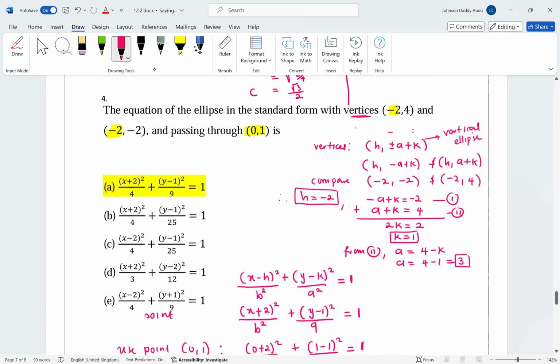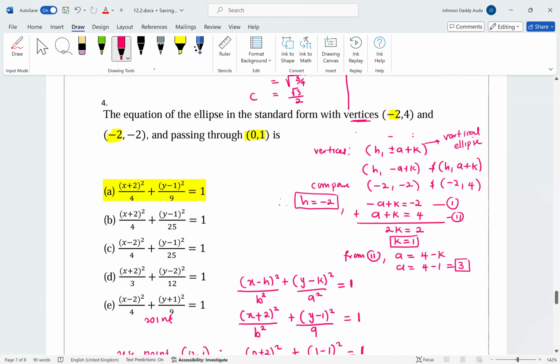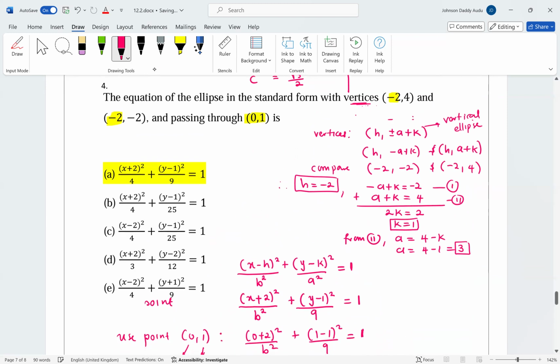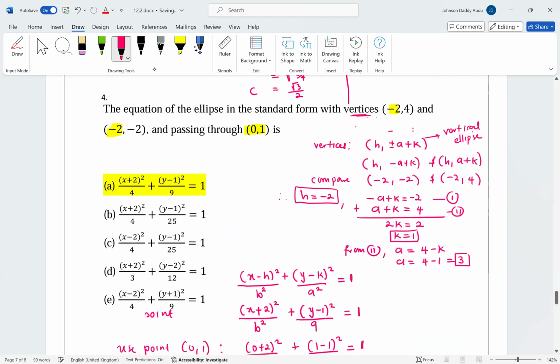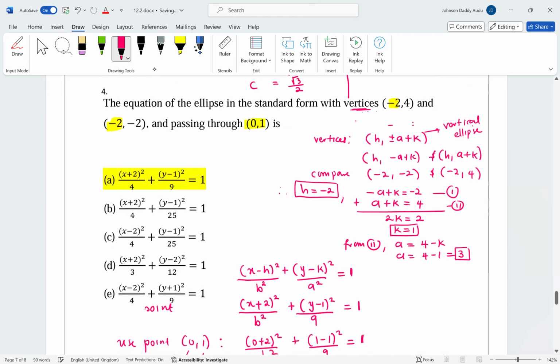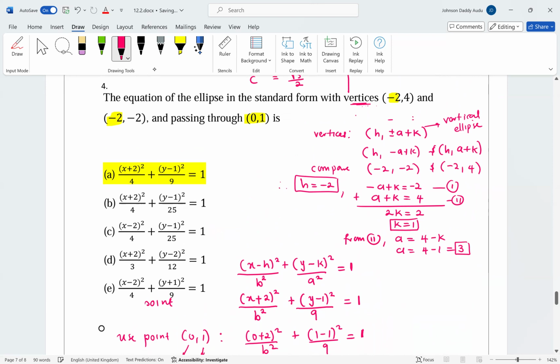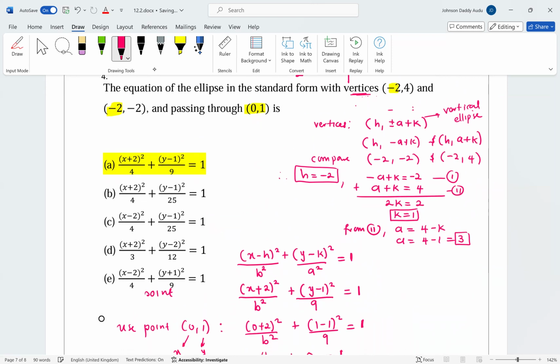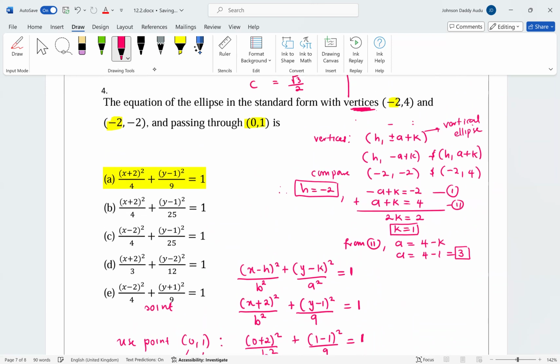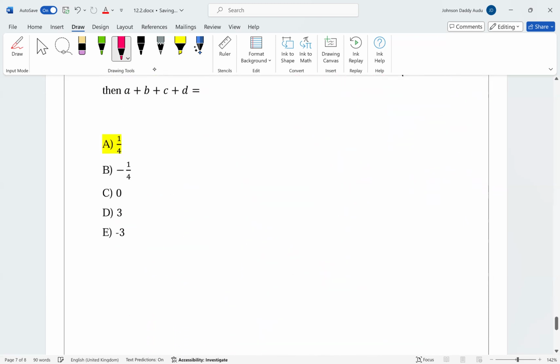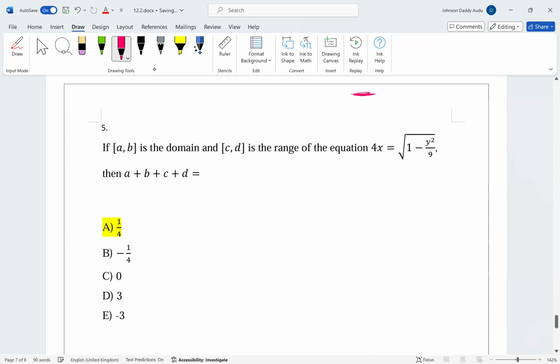So here we use the vertices. Remember, these are not the foci, these are the vertices. So even though we have a point, that's why we use these. Unlike in the first question, it was the foci giving us and a point. So we can use the fact that the distance between a point and the foci, the sum, will give us 2a. But here we're given the vertices, not the foci. All right, let's see question number 5.